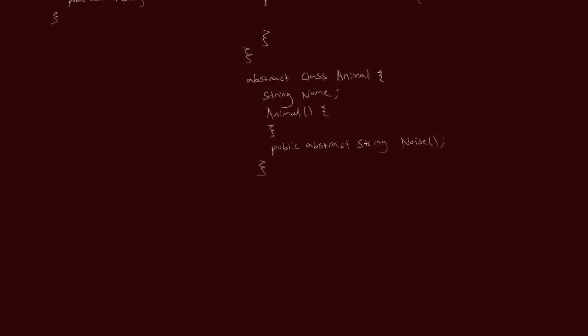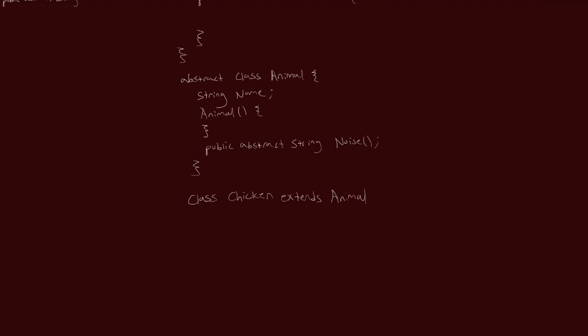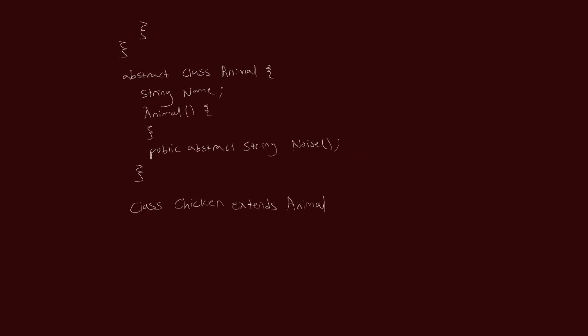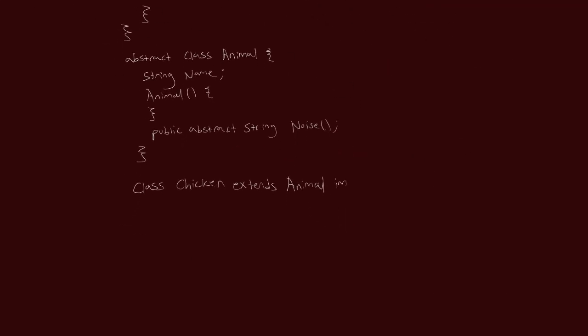So we'll do class Chicken, and this will extend the Animal class, but chickens are eatable as well. So we'll implement, so if you put implements, the CanEat interface.